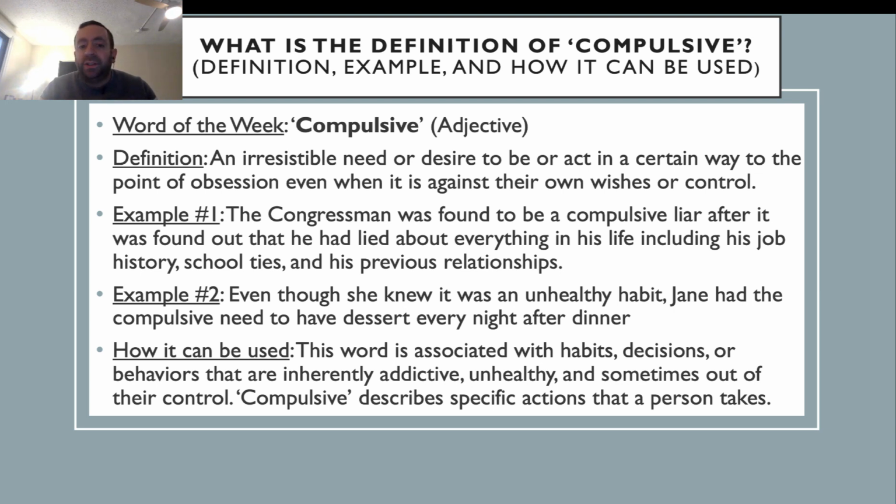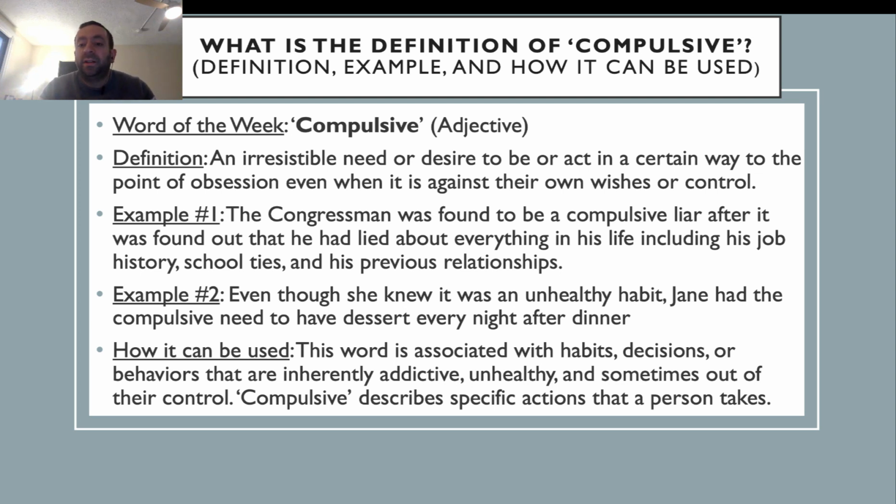We have two examples here because there's a few ways that compulsive can be used. The first example here I will read out loud. The congressman was found to be a compulsive liar after it was found out that he had lied about everything in his life, including his job history, school ties, and his previous relationships. So this person lied multiple times. It was like a compulsive need where once they started lying, they couldn't stop. And that led to them lying about everything major in their life.